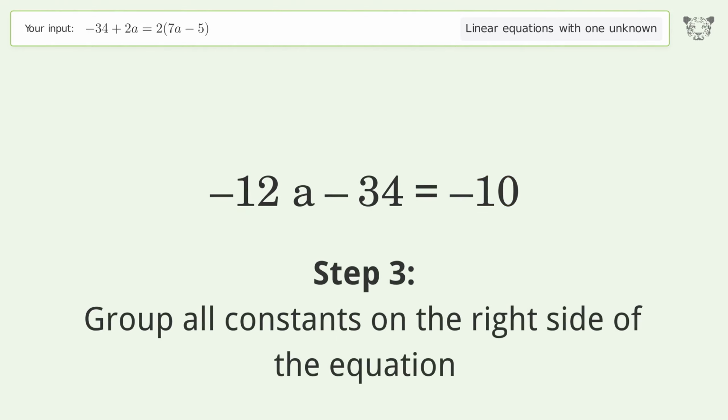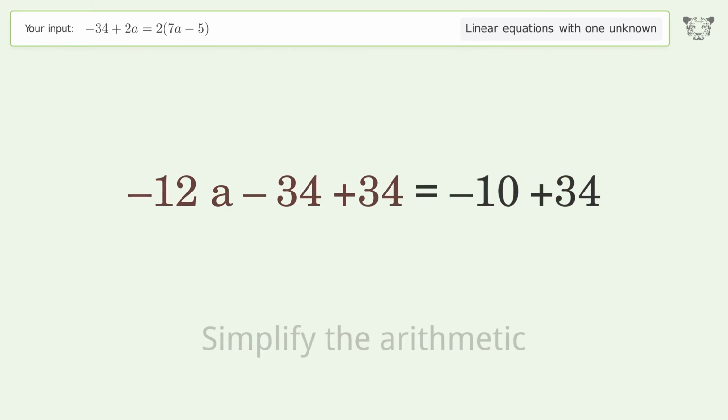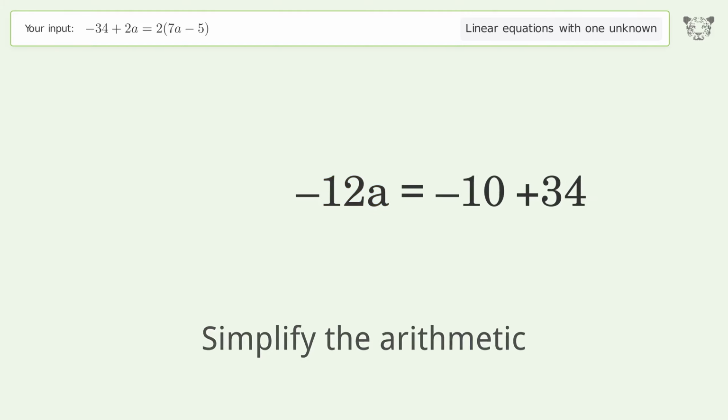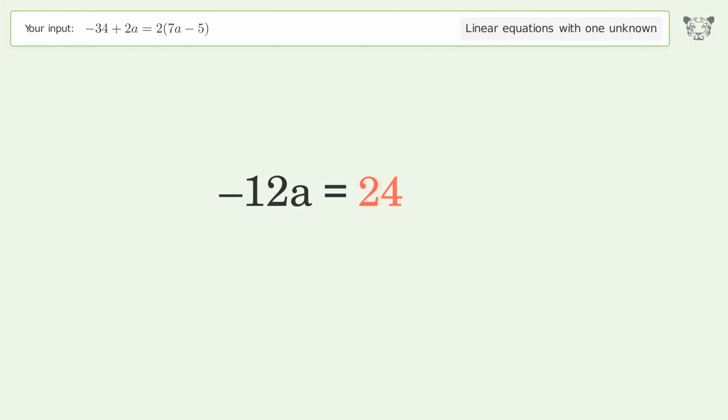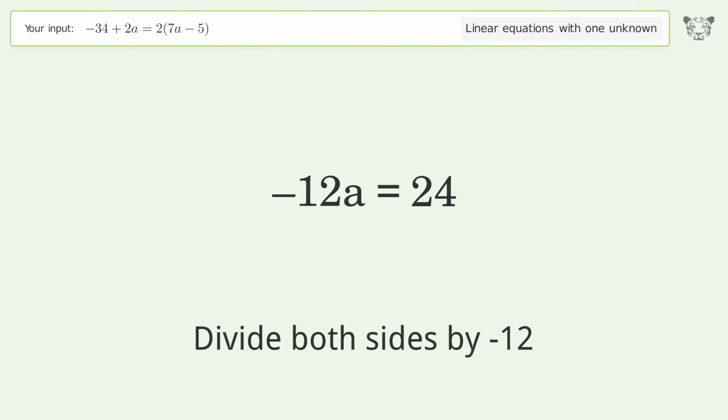Group all constants on the right side of the equation. Add 34 to both sides. Simplify the arithmetic. Isolate the a. Divide both sides by -12.